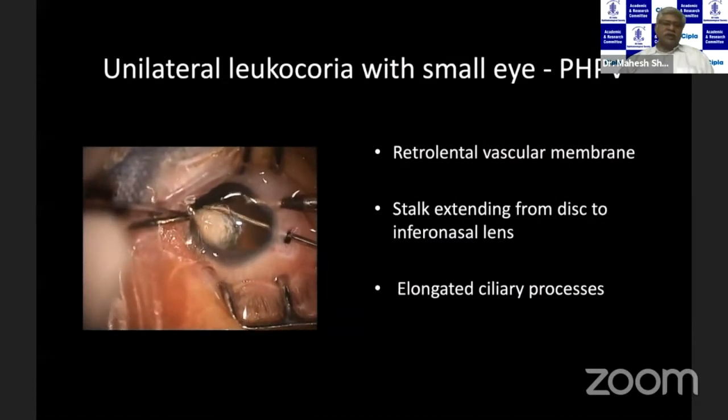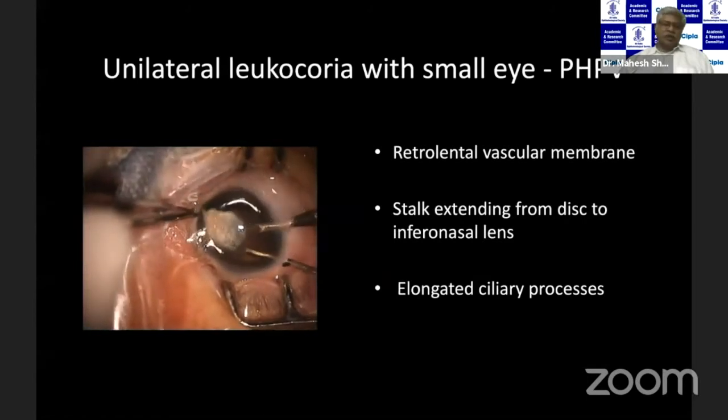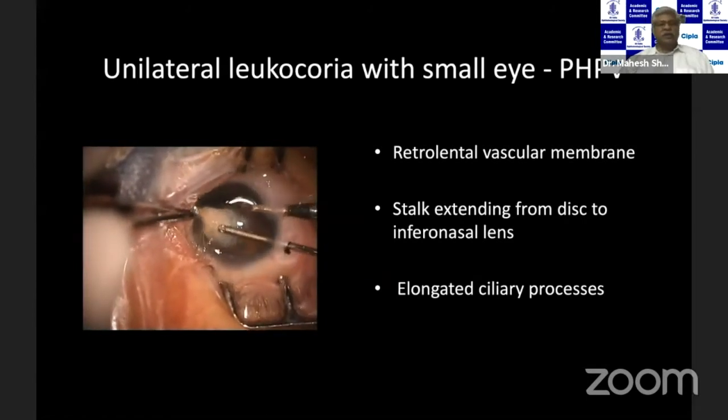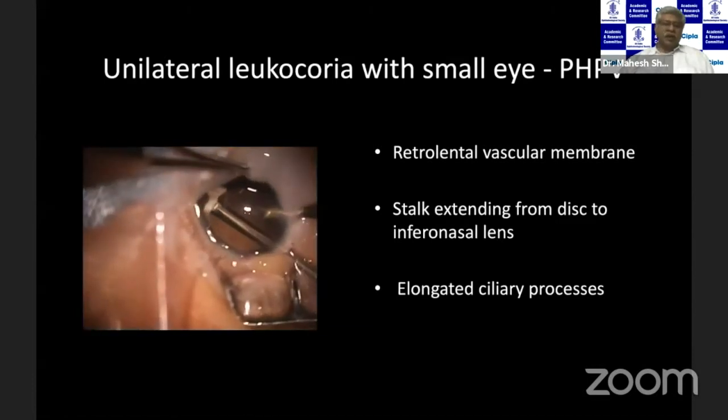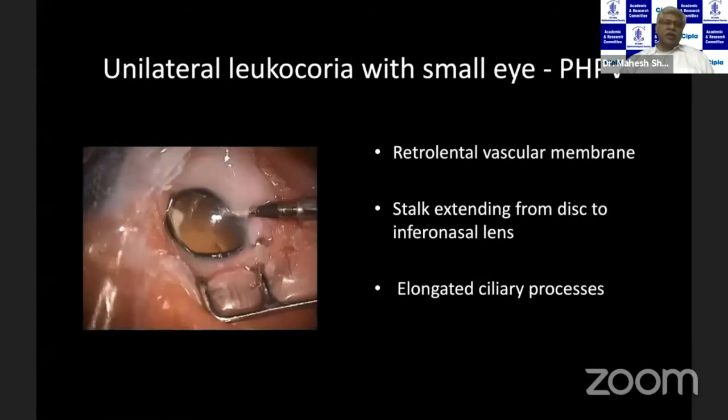So what we see here is a child with PHPV undergoing a lensectomy. What we would see is a retrolental fibrous tissue. It's a fibrovascular tissue. This tissue extends to the ciliary processes and drags the ciliary processes towards the pupil. So we will have elongated ciliary processes, and this tissue will have a nodal point in the inferior nasal part of the lens, and it will connect with the stalk to the disc. So persistent hyperplastic primary vitreous starts from the disc as a stalk, goes to the inferior nasal part of the lens and extends as a fibrovascular proliferation behind the lens into the ciliary process, dragging it. So this will be a clue, and this will be a small eye and is usually unilateral.